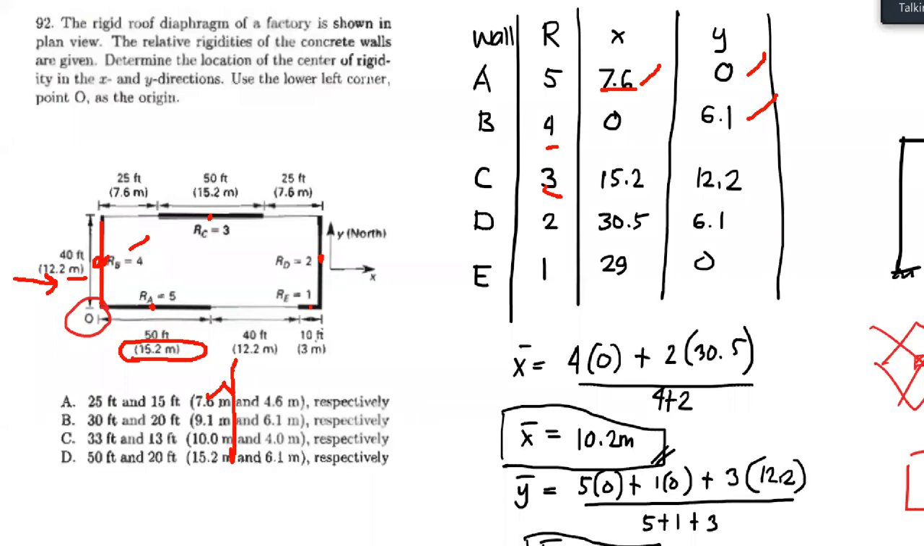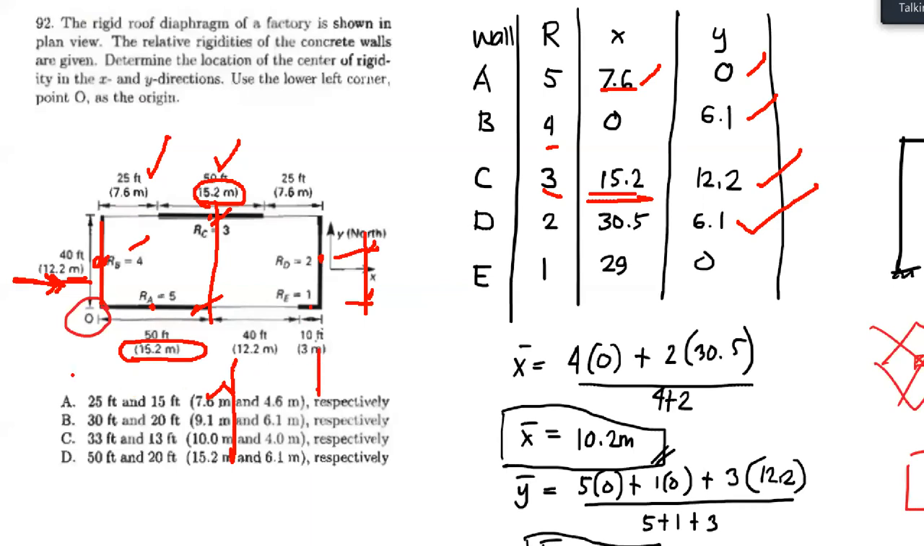Wall C. 3. Centroid niya here. Magre-resist siya ng wall in this direction. Ano yung ano niya? 15.2 Y. Kasi 7.6 plus half ng 15.2, 7.6 also. So, 15.2. Then, ano yung distance niya from here is 12.2. Wall D. Distance niya from O is half of 12.2, 6.1.